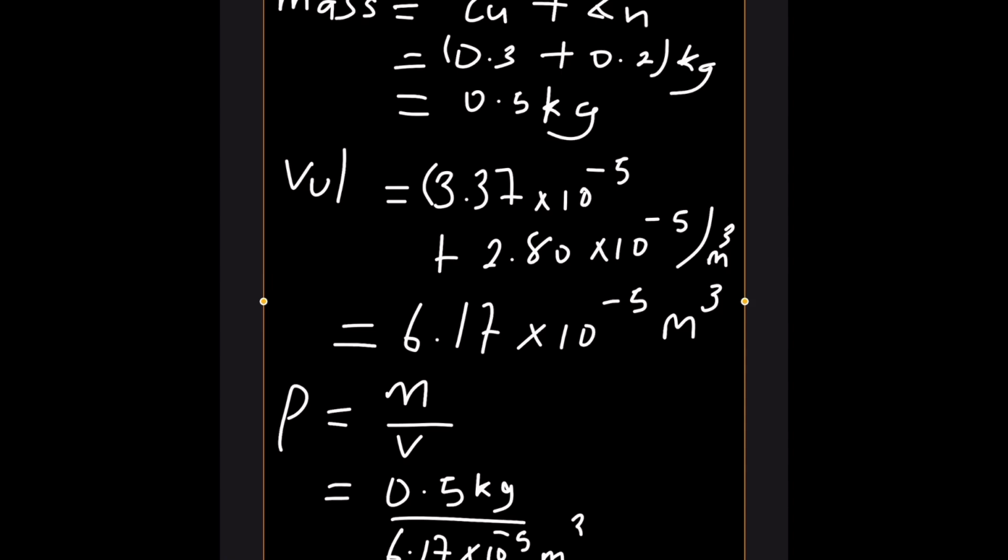When we divide, we get 8,103.73 kg per meter cube. And there you have it. That is the answer.